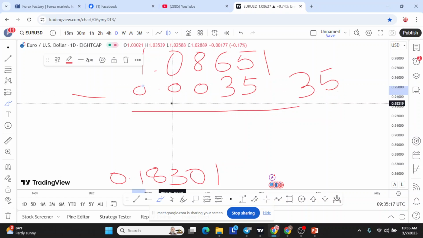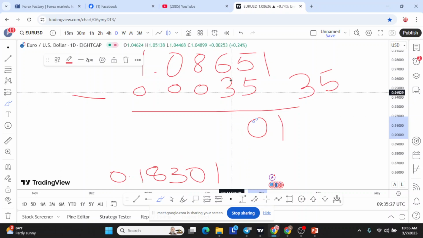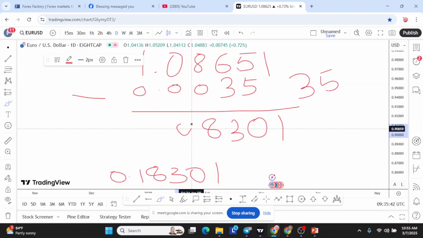Then we represent the other ones here with 0.0. Okay, so now what we want to do is to minus. We still put this one here. 5 minus 5, that is 0. 6 minus 3, what do we still have? We still have 3. 8 minus 0, we still have 8. 0 minus 0, we still have 0. 1 minus 0, we still have 1.